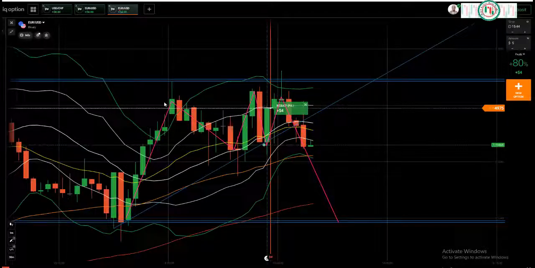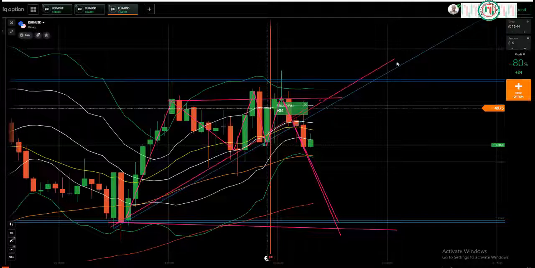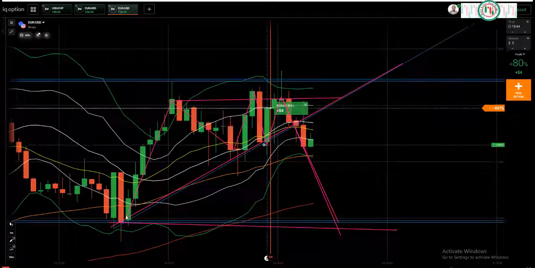Now if you look carefully, you can see a head and shoulders pattern here. That's why I told you, you should expect strong momentum at least to this level. So when I drew my trend line like this, this channel, you see strong bias at this channel.